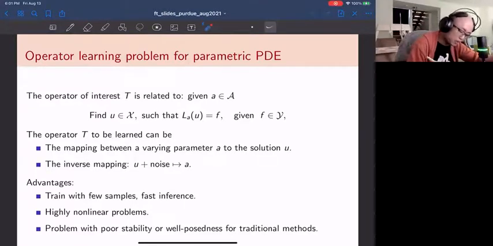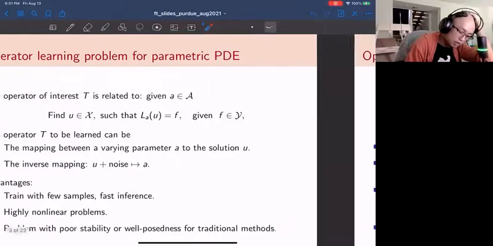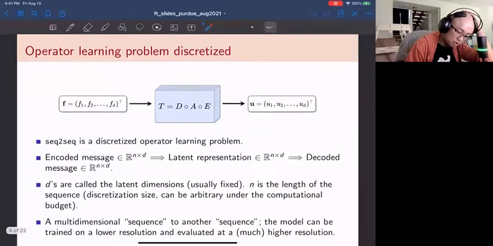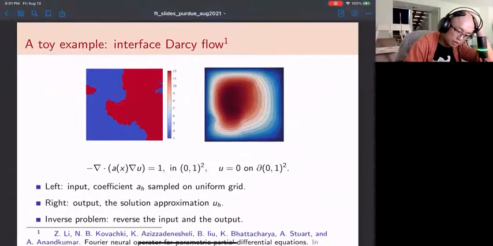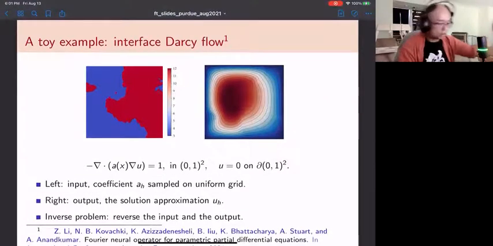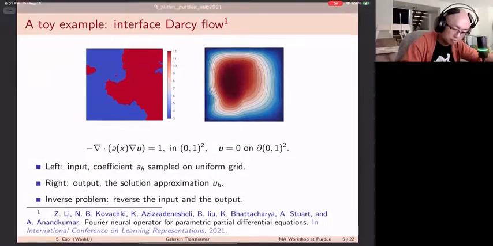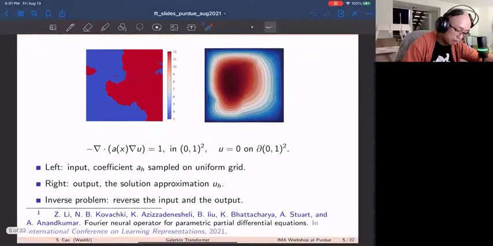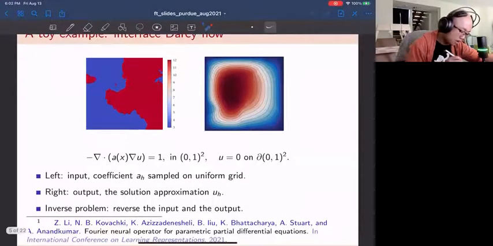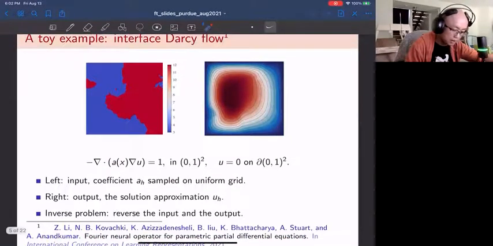In my humble opinion, deep learning models are particularly suitable for this type of nonlinear mapping because they are pretty efficient in capturing nonlinear mappings. So let me first use this example. This is a toy example from the Fourier neural operator paper. I think earlier Anima already talked about their seminal work on the Fourier neural operator, in this paper at ICLR this year.